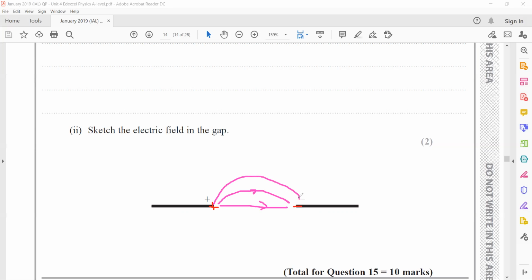Because it's non-uniform, the gap between the lines should vary. Near the center it is stronger, that's why the field lines are closer, and then the distance between the field lines increases, which shows that the electric field is non-uniform, or it is not constant. Is it clear, this part? Any doubt in this one?